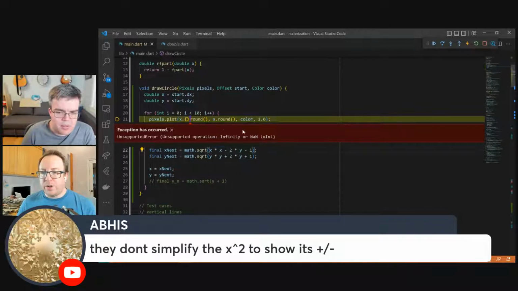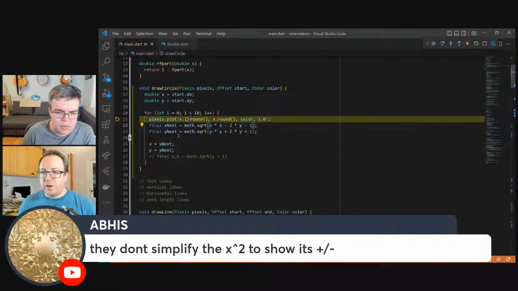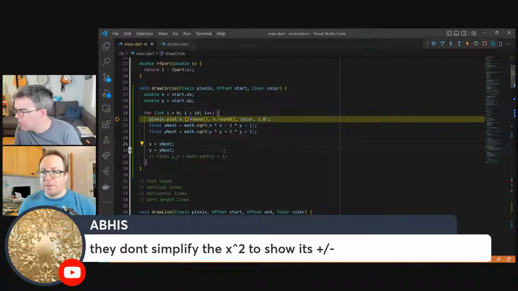Oh, don't simplify the equation, the x squared, to show it's plus or minus.